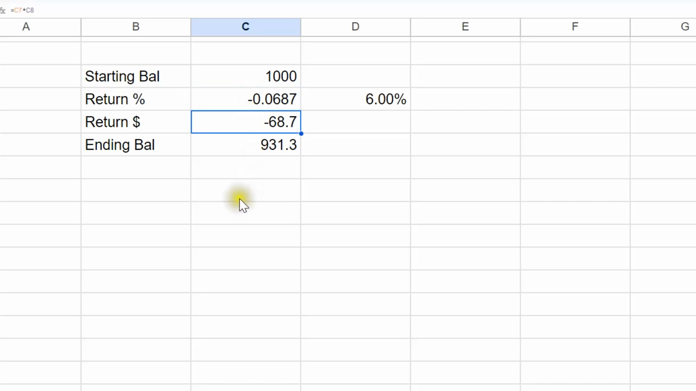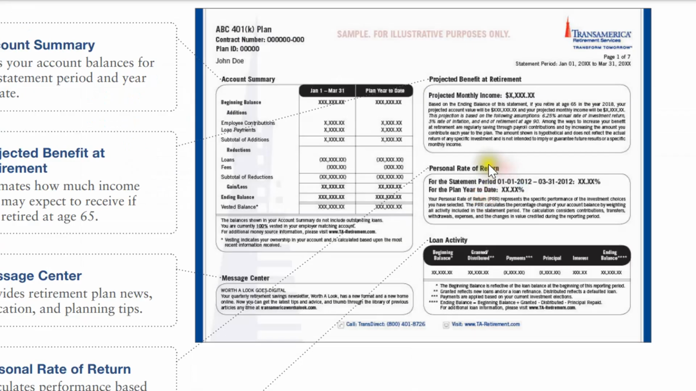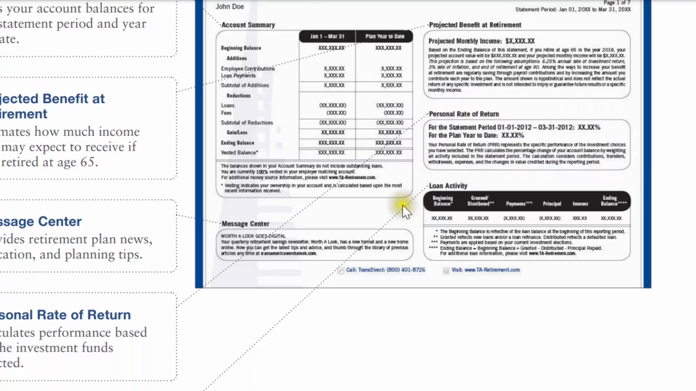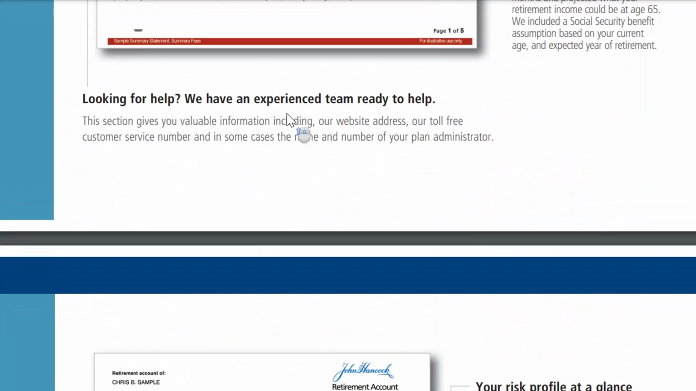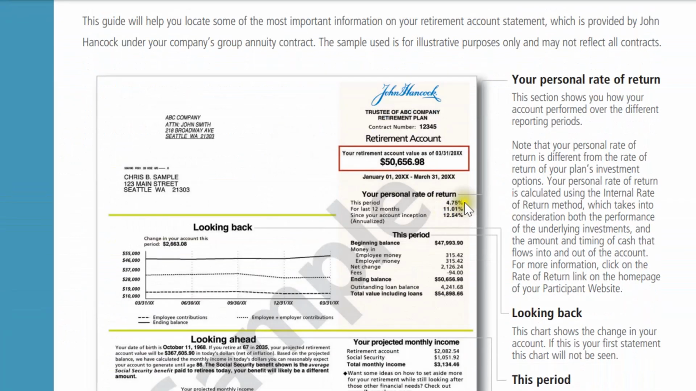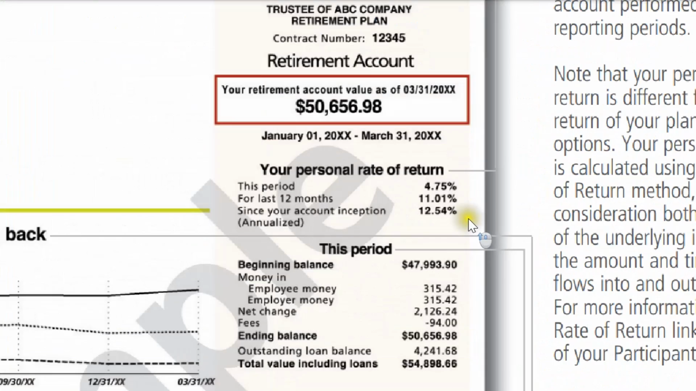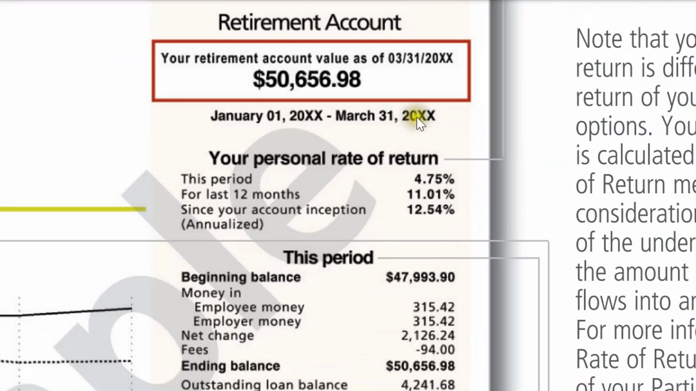If we look at a sample of a 401k statement, it actually says your personal rate of return. And this is typical of account statements, or when you log in online, you can often find a section that says your personal rate of return. So they show for the latest period was 4.75% positive. That's up, that's good. The last 12 months was 11.01. I don't know if you necessarily need 2 decimal points as you figure all this out, but it may be interesting. And then they show since inception.